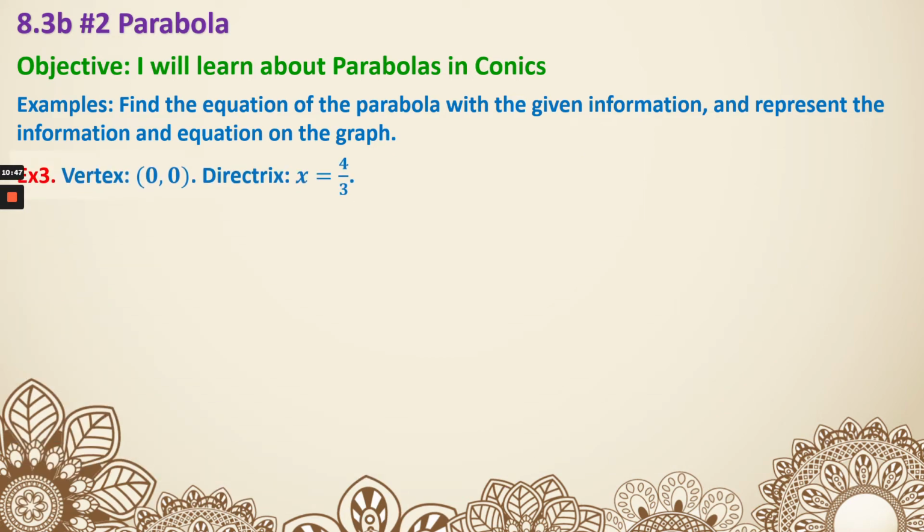Moving on, example 3. This time we are not given a graph, so let's draw a little diagram. The diagram is typically just a vertex, a focus, and a directrix. That's kind of how it is. So let's roughly draw one. Vertex is at 0, 0. My directrix is x equals 4/3. Well, clearly that is to the right of 0, 0. So right here, x equals 4/3. As soon as we write that down, we would know our p is going to be 4/3 because x equals 4/3 is 4/3 away from 0, 0.